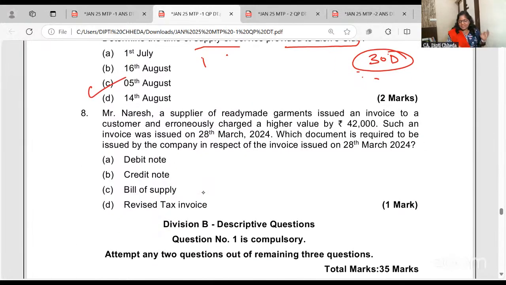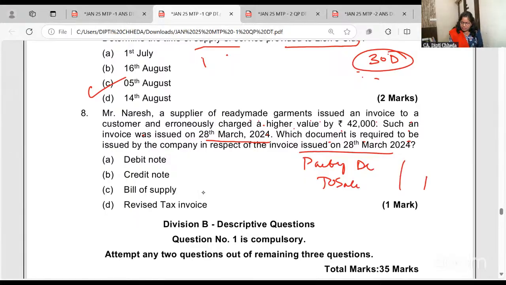Now, this is very beautiful. Debit note and credit note. Naresh, a supplier of ready-made garments, issued an invoice to a customer and erroneously charged a higher value of 42,000. Okay, you charged extra, you have sold the goods. Such an invoice was issued in March. Which document? When you sold the goods, what entry did you make? Party to sales. You have debited the party extra.